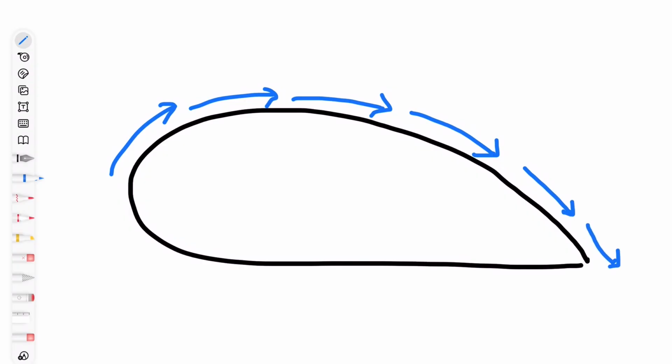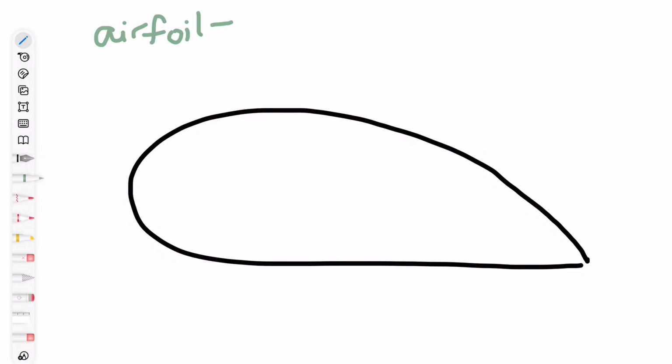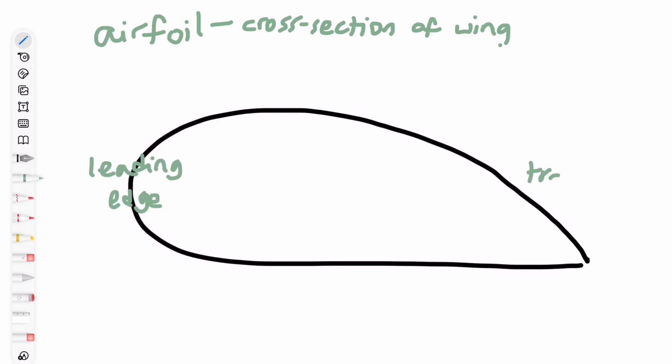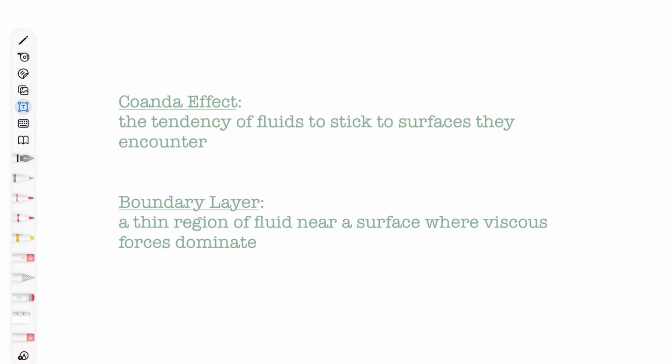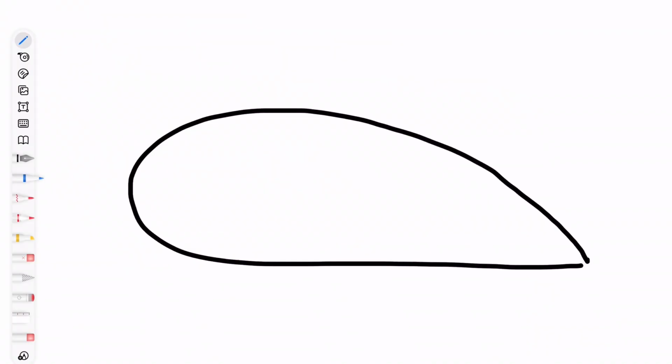Before I get carried away, let's quickly review some vocabulary. This shape is called an airfoil and is the cross-section of an airplane wing. The leading edge is the forward part of the wing. The trailing edge is the back of the wing, and the chord line is a straight line connecting those 2 points. The Coanda effect is the tendency of fluids to stick to surfaces they encounter. A boundary layer is a thin region of fluid near a surface where viscous forces dominate. We'll go into more detail on all of these concepts, so don't worry.